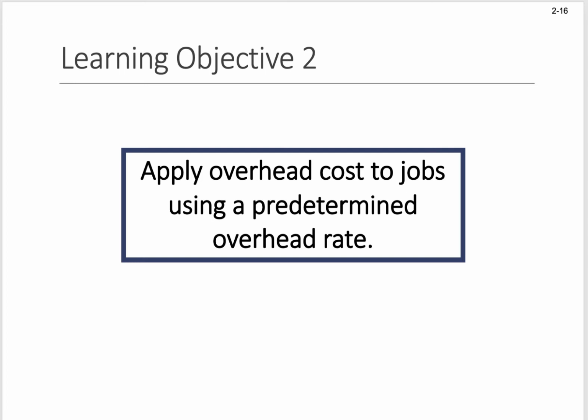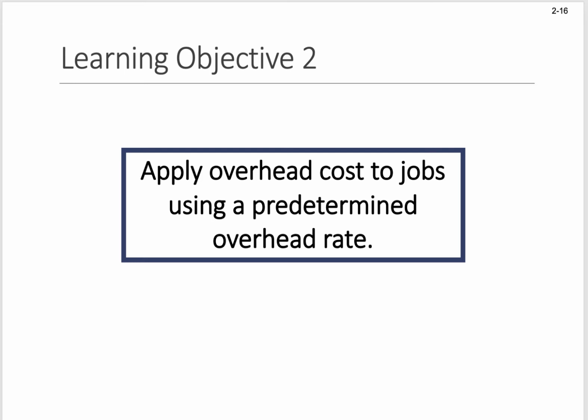Number one, you should be able to apply overhead cost to a job, again using that predetermined overhead rate, and you should also be able to compute the total cost of a job as well as the unit product cost of a job.